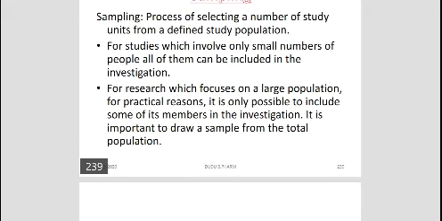So for research which focuses on a larger population, for practical reasons it is only possible to include some of its members in the investigation. It is important to draw a sample from the total population. What does it mean? For example, you want to do a certain research, maybe in Ilala district. But Ilala district has many people, and to do research making each one a sample becomes hectic, will take a long time, and you might end up in confusion.